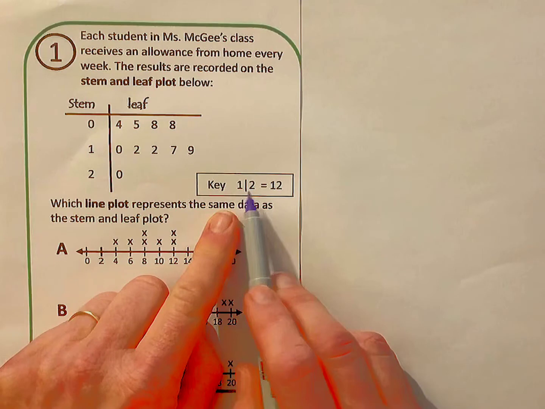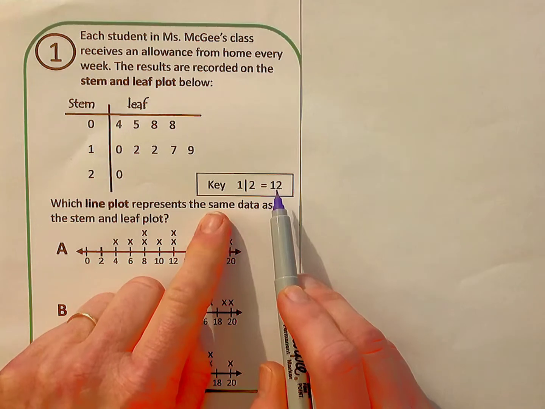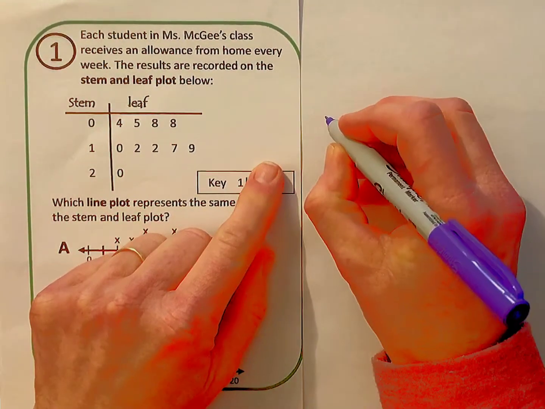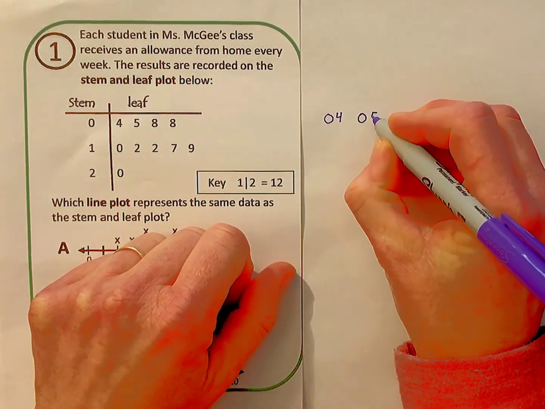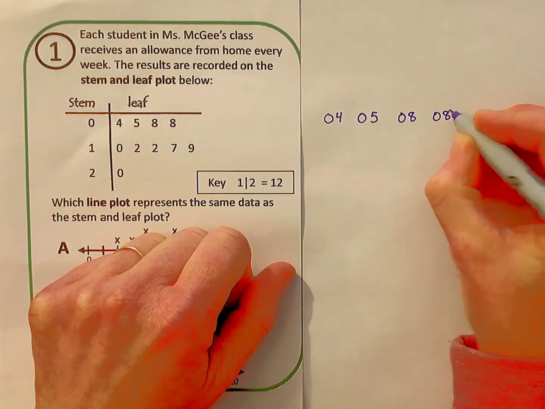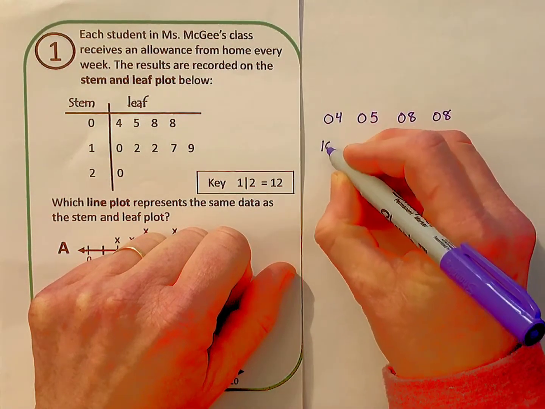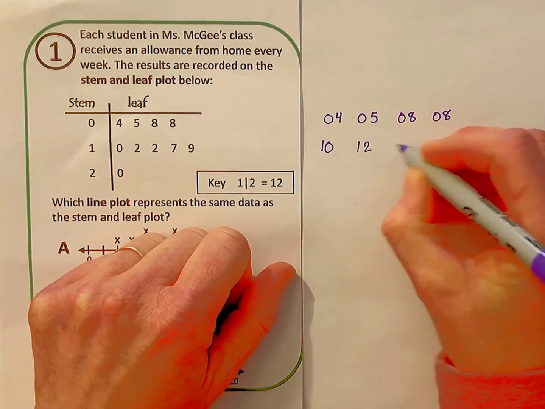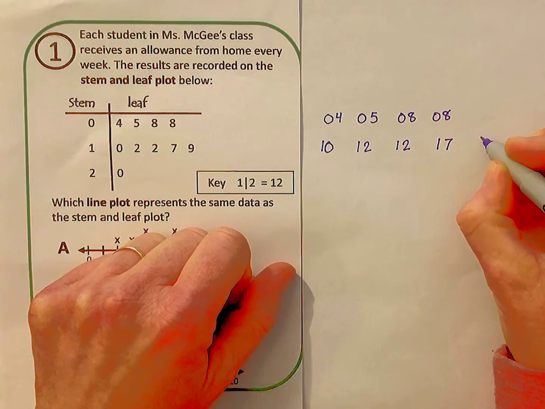Before we can interpret those numbers, we need to first examine the key. According to the key, 1 line 2 stands for 12. Now I know how to go back and make sense of these numbers. For the first row, the stem is 0, and the leaf is 4, 5, 8, and 8. So I can interpret them as 04, 05, 08, and 08. The second row, the stem is 1, and I'll write these numbers down: 10, 12, 12, 17, and 19.